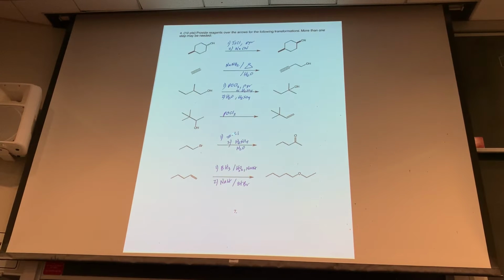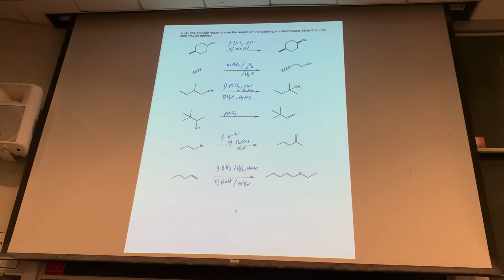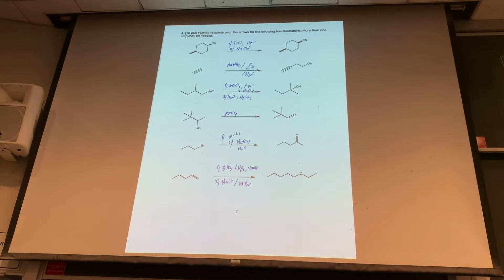Here, we've been doing this one here, which is hydration of an alkyne now, to get the ketone. And then this one right here, hydroboration, to give the alcohol product, the primary alcohol, and then deprotonate that primary alcohol, and then alkylate it with ethyl bromide to give the ethyl ether. Okay? So I think those are not too bad either.